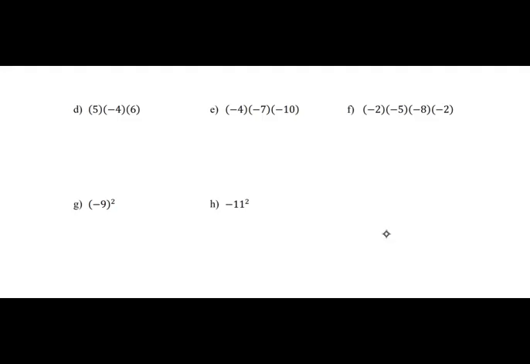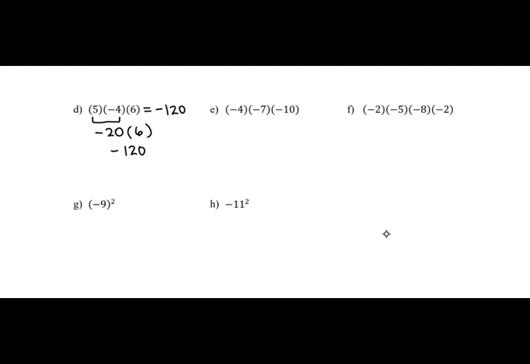So in part D, we're going to look at 5 times negative 4 times 6. You have positive times negative. The answer is negative. 5 times 4, 20. So negative 20. And then you multiply negative 20 times 6. Go through the same process again. You have negative times positive. The answer is negative. 20 times 6 gives you 120. So the answer to part D is negative 120. Feel free to pause the video, or rewind it and go through this process again.